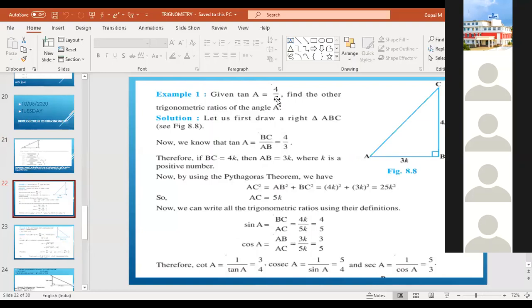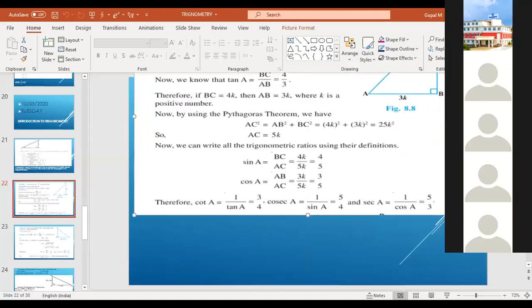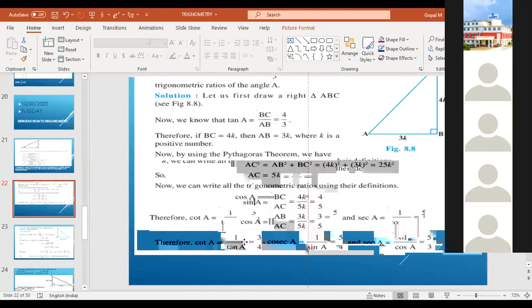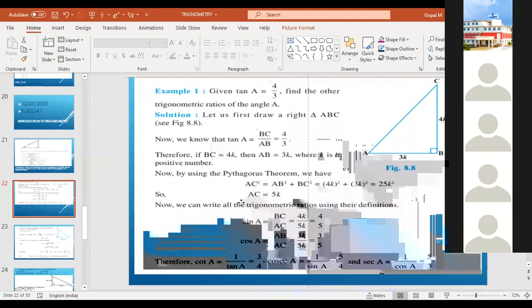Tan A is 4 by 3, opposite by adjacent. So opposite is 4, adjacent is 3. Tan value they gave. All of you note down tan A is equal to 4 by 3. Can you see the screen, children? Yes, ma'am. Write down, all of you, tan A is equal to 4 by 3.